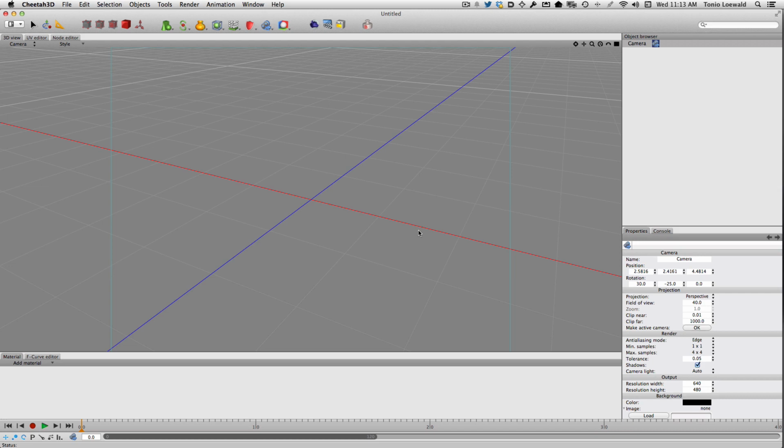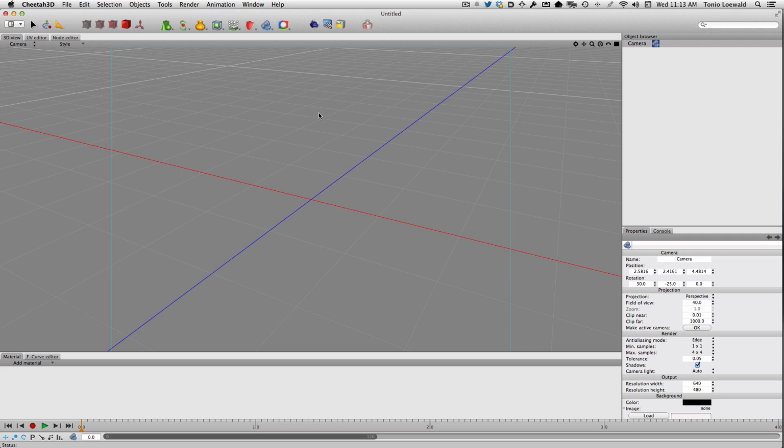So the mnemonic for this is simply RGB, red, green, blue, corresponds to XYZ in Cheetah 3D, to help remember the order of things. A lot of 3D programs use that convention. It's quite a good convention. So here's our world, and these lines represent the passage of distance in the X and Z planes.